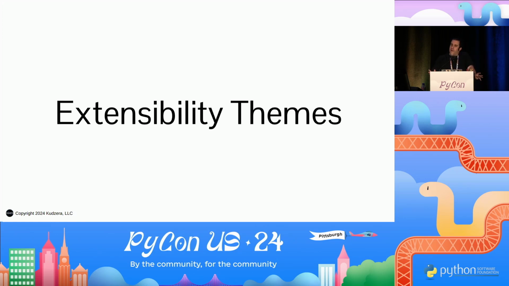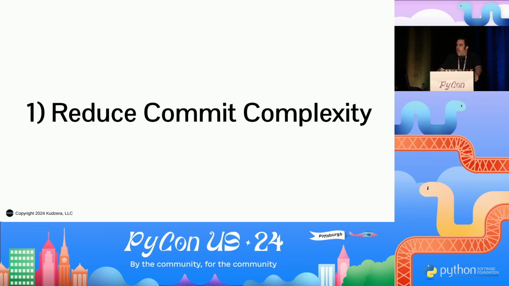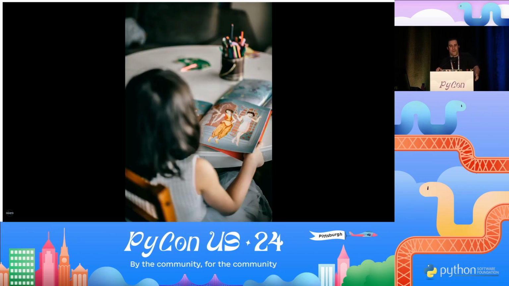So I'm going to start off with talking about some extensibility themes, some of the underpinning ideas that kind of lay the groundwork for extensibility. I want you to think about reducing your commit complexity. We're going to have a quick story time. I worked on a project. It was probably 10 years ago at this point. I needed to expose an on-off switch to a customer. A simple Boolean. This sounds easy.